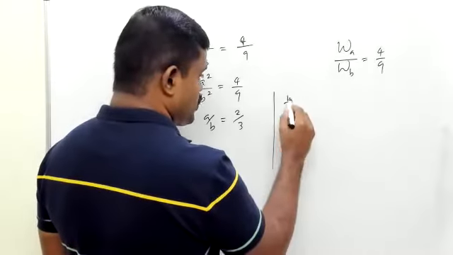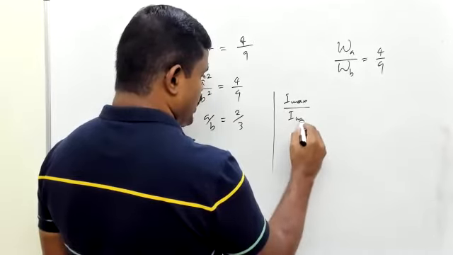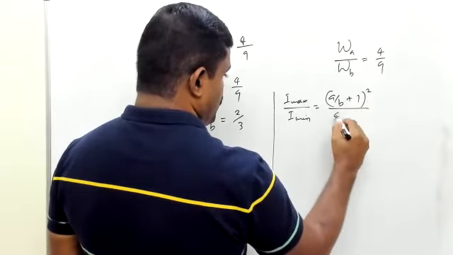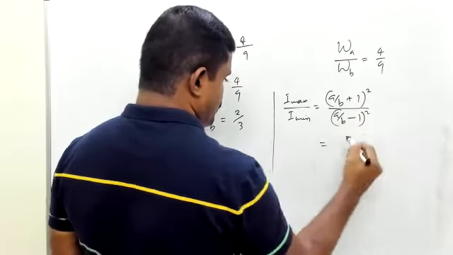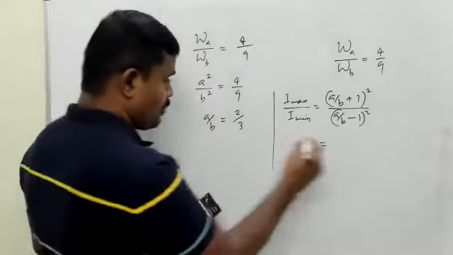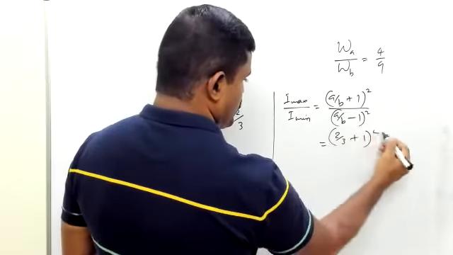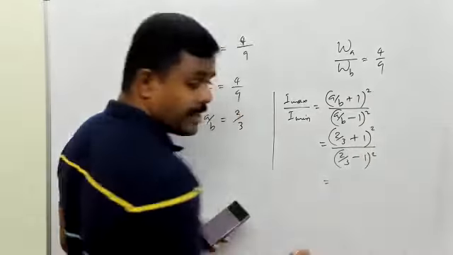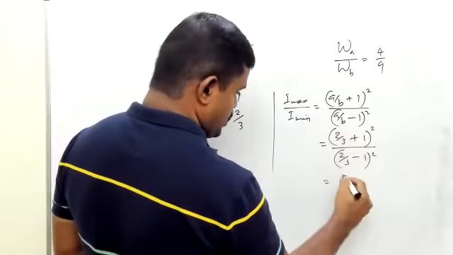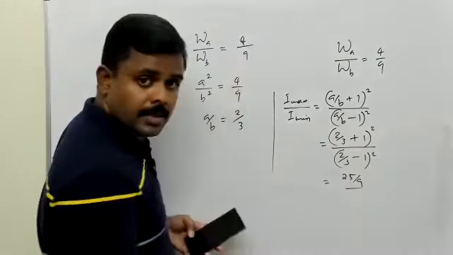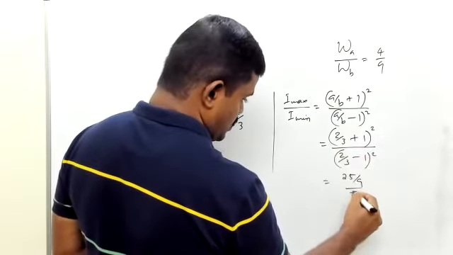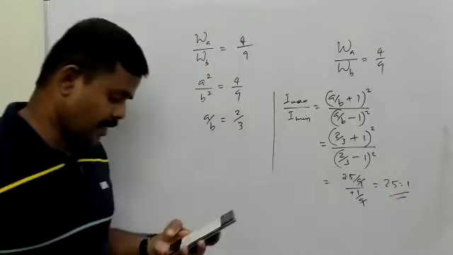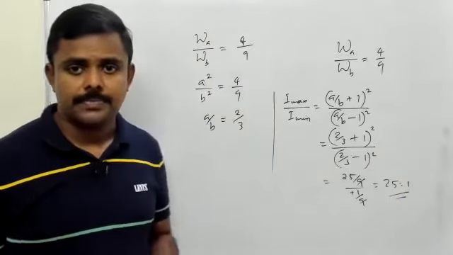What is the equation for I max to I min? A by B plus 1 the whole square by A by B minus 1 the whole square. A by B is 2/3, so 2/3 plus 1 the whole square by 2/3 minus 1 the whole square. This was a previous board question also. Let 3 come over here: 3 plus 2, 5, 5/3 square, 25/9. By 2 minus 3, minus 1/3 square, 1/9. So 9 and 9 are cut. Answer is 25:1, and the correct answer is option C. Understood this?